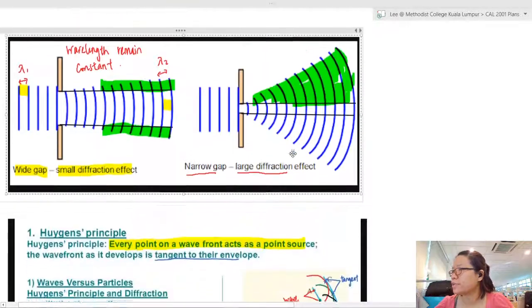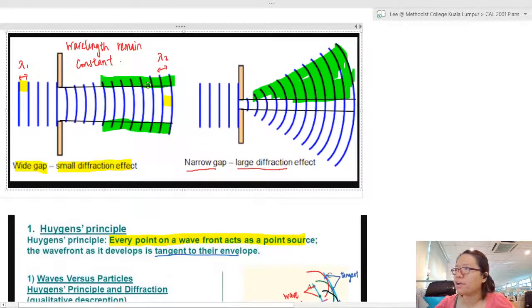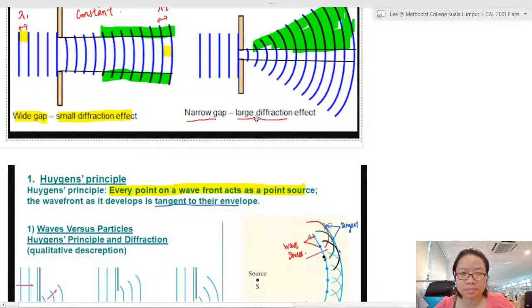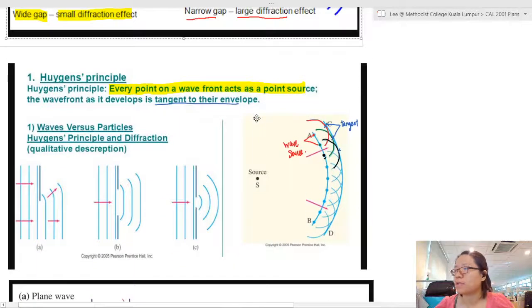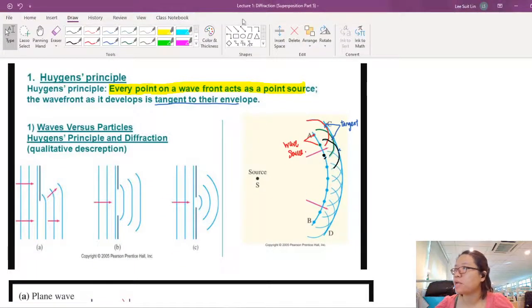So since we already know what diffraction is, we try to explain why it happens. This is explained by Huygens' Principle. Now, Huygens' Principle, most likely butchering his name, is not in your syllabus, but I feel that you should at least know about it. If not, then the picture of the wave makes no sense, right?